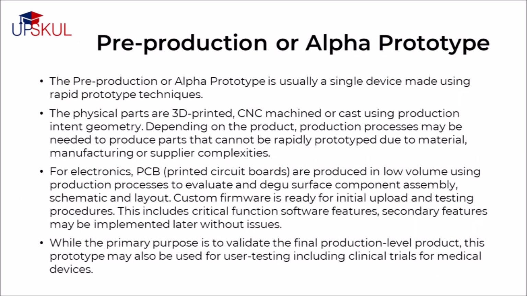A pre-production or alpha prototype is usually a single device made using rapid prototype techniques. The physical parts are 3D printed, CNC machined or cast using production-intent geometry. Depending on the product, production processes may be needed to produce parts that cannot be rapidly prototyped due to material, manufacturing, or supplier complexities. For electronics, PCB boards are produced in low volume using production processes to evaluate and debug surface component assembly, schematic and layout.